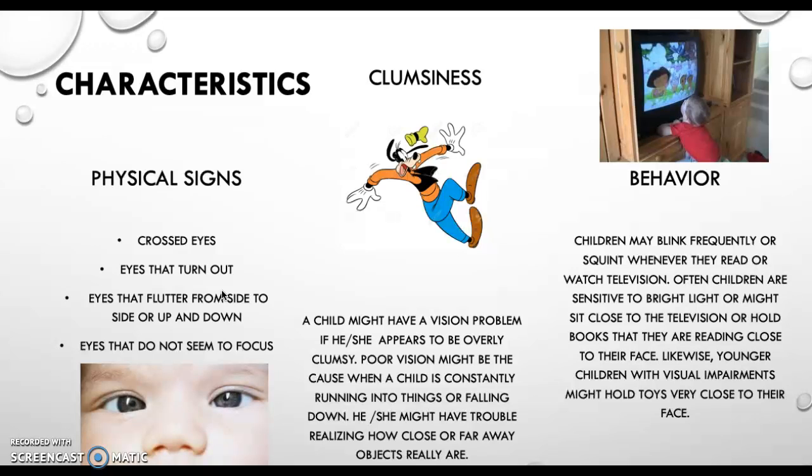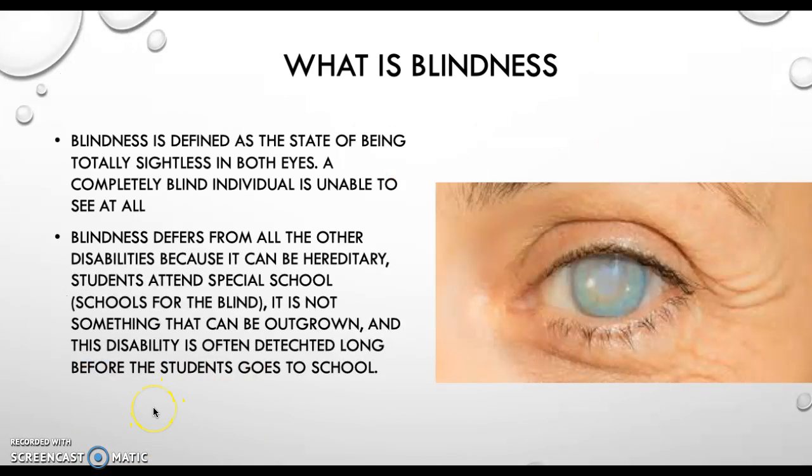Children may blink frequently or squint when they read or watch television. And then as you can see, the young boy inside of the picture, he's really close to the television because he cannot see.